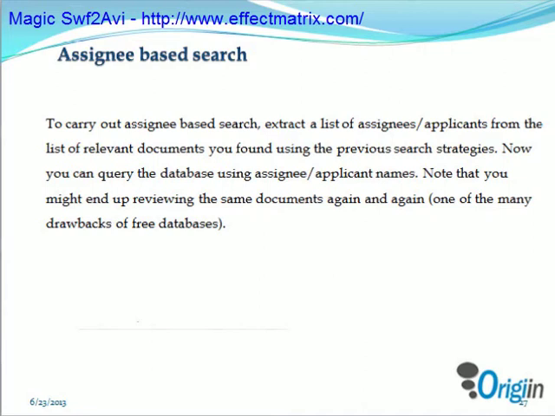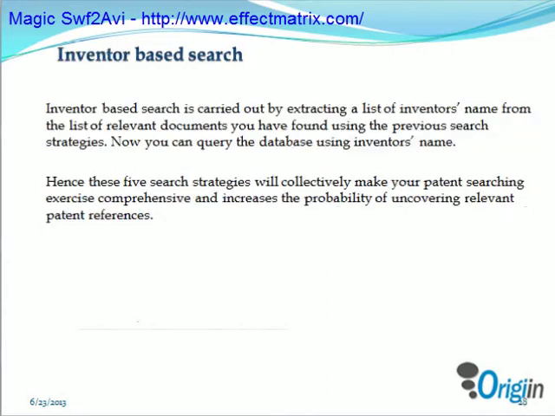Hence, the next search would be assignee based search. To carry out assignee based search, extract a list of assignees or applicants from the list of relevant documents you found using the previous search strategies. Now you can query the database using assignee or applicant names. Note that you should not end up reviewing the same documents again and again. This is one of the drawbacks of the free databases.